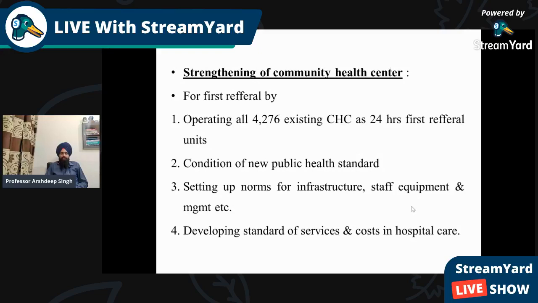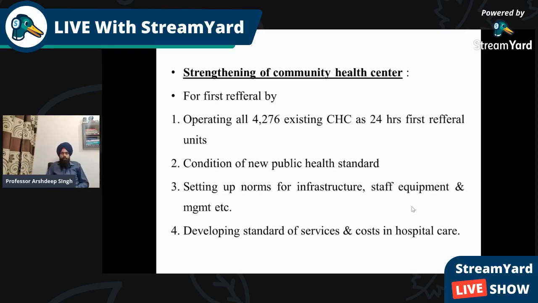And last, developing standards of services and cost in hospital care. If we are not providing qualitative services, then we are not providing good services. So there is a need for providers of standardized or quality services. We have to provide both qualitative as well as quantitative services. But if the quality is missing, then the services will not provide any benefit to the citizens or the population of the community.